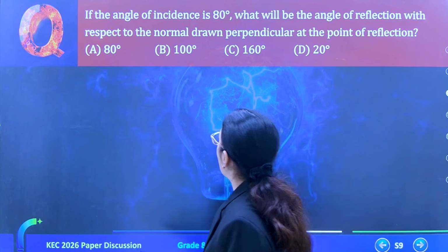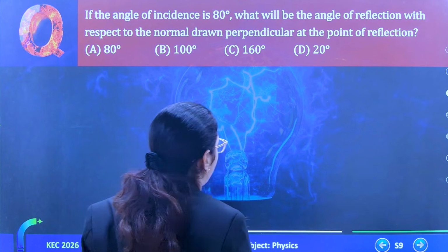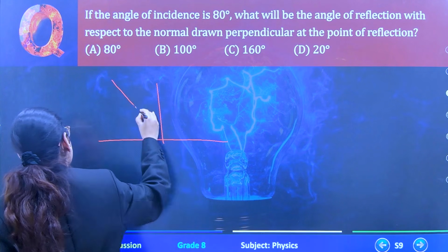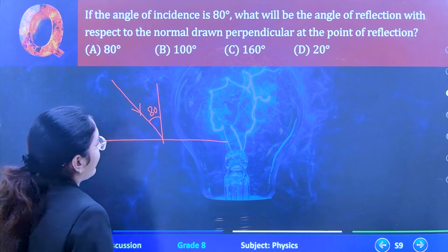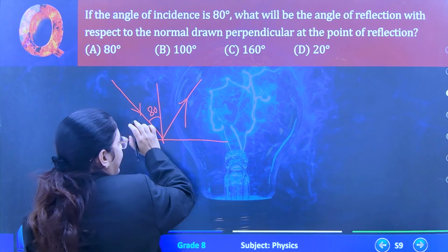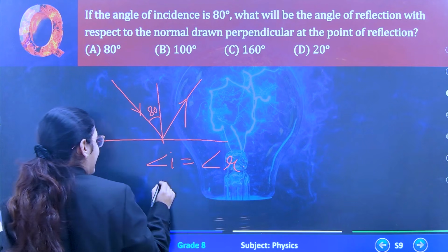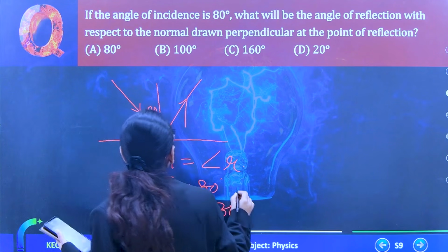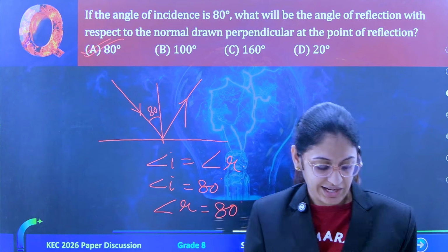Next question. If the angle of incidence is 80, what will be the angle of reflection with respect to the normal drawn perpendicular at the point of reflection? See, this is the normal, and the ray is incident at an angle of 80 degrees. The ray gets reflected from the point of incidence. According to the law of reflection, angle I should be equal to angle R. Since angle I is equal to 80 degrees, angle R should be 80 degrees. So option A is your correct answer.